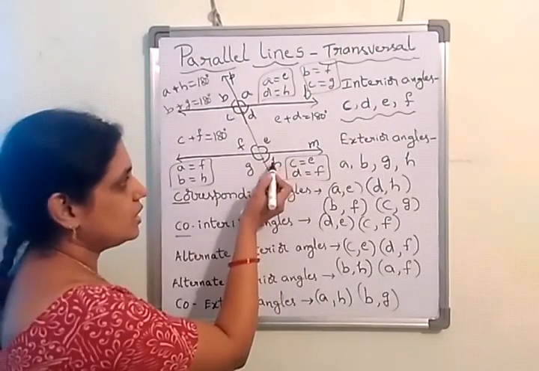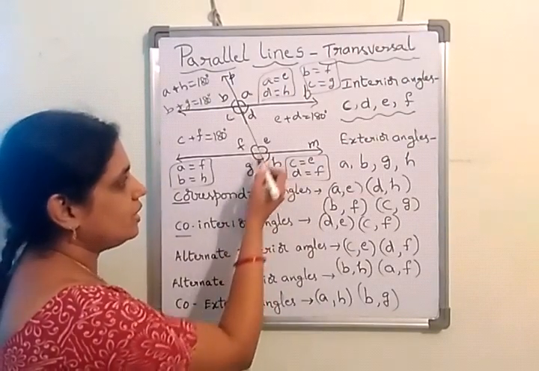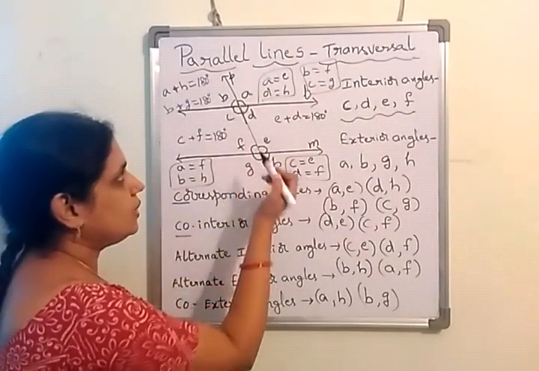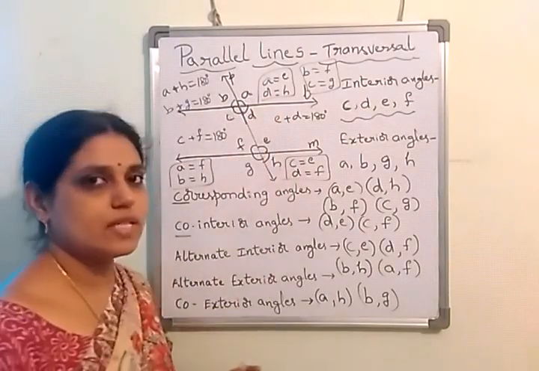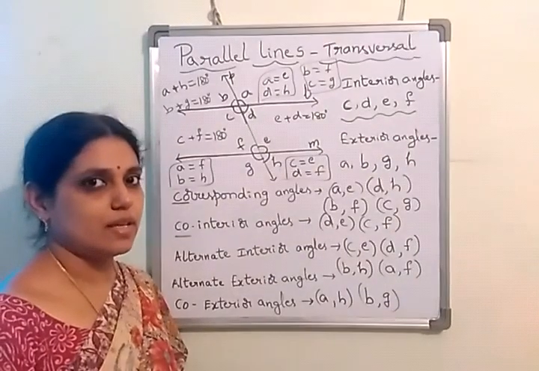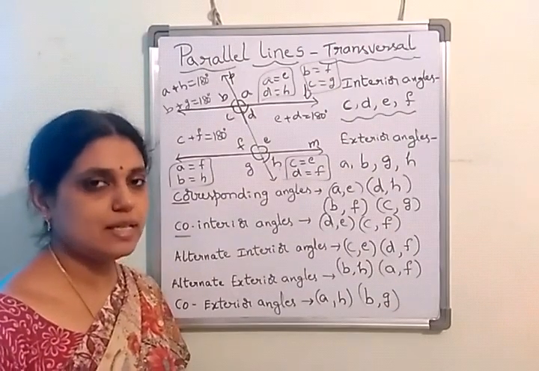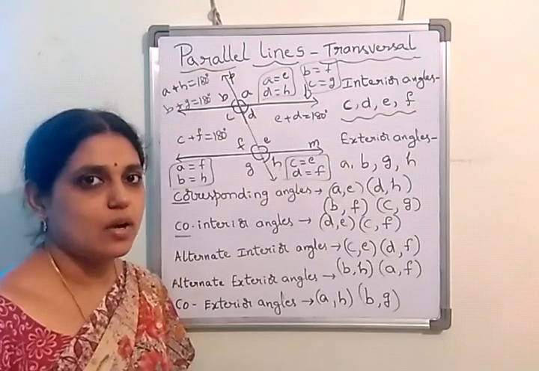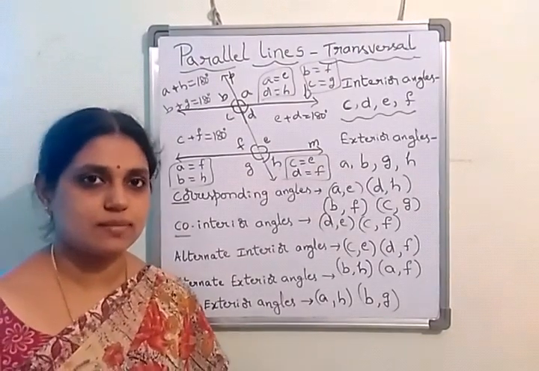Vertically opposite: here H equal to F, E equal to G, B equal to D and A equal to C. Vertically opposite angles are equal. That will happen anywhere, for parallel lines and for non-parallel lines. Hope all of you understood this.